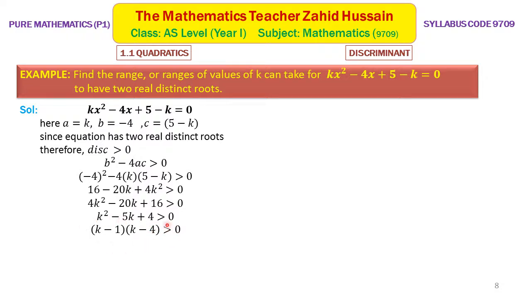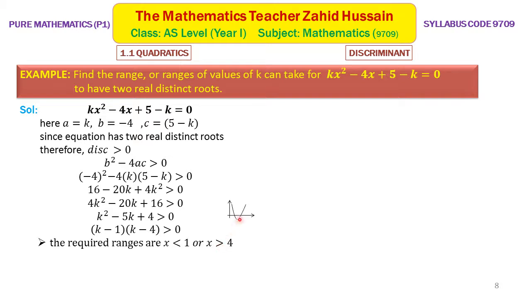Now we can solve this inequality as we have studied in the previous lesson. These are two factors. So this graph cuts at 2 points, at k is equal to 1 and k is equal to 4. So you can solve this by sketch method, by change of signs, or there are some shortcuts. The required ranges are k is less than 1 or k is greater than 4.